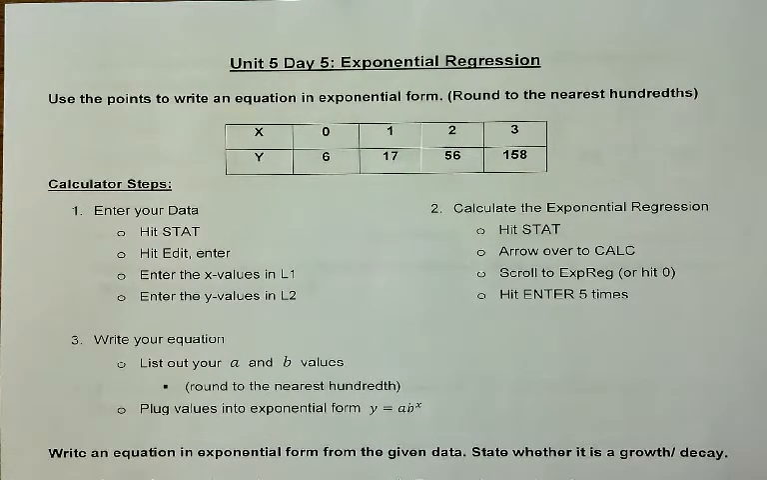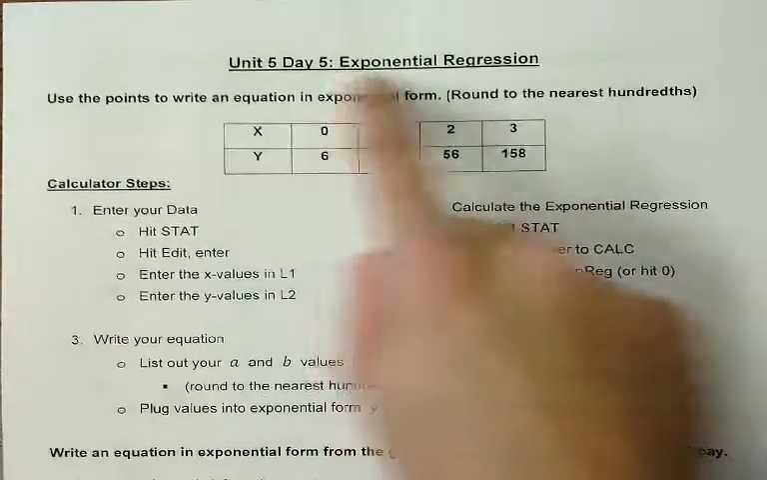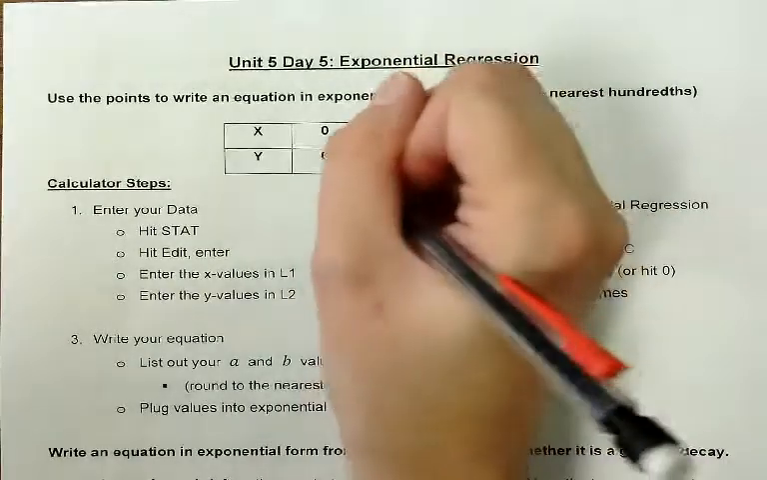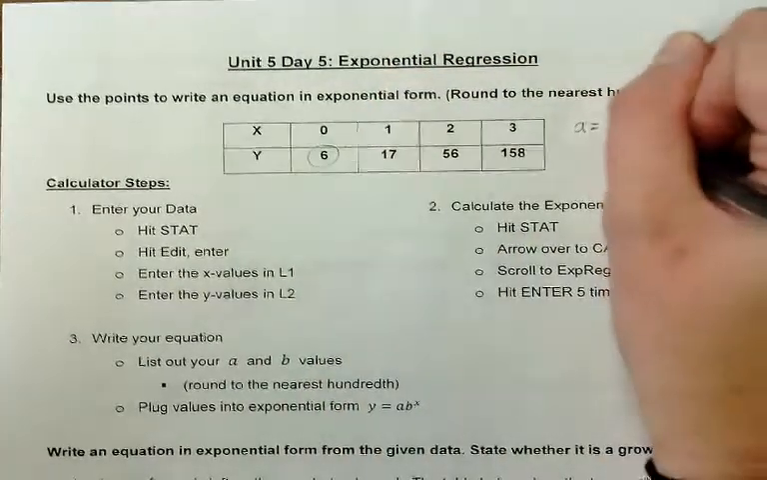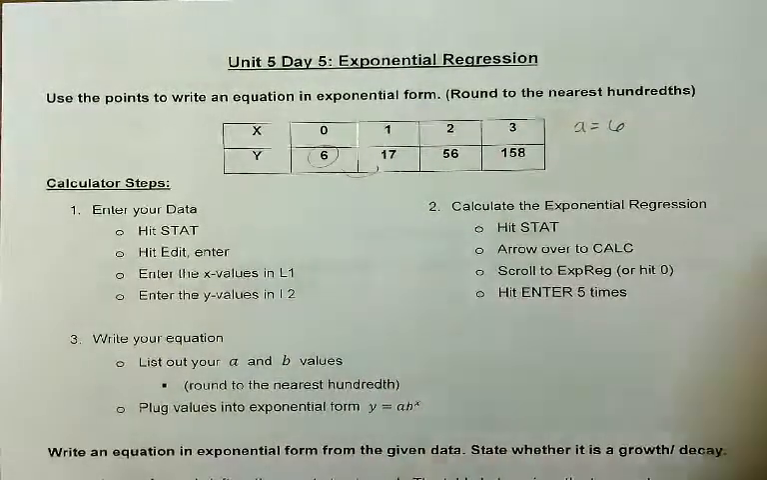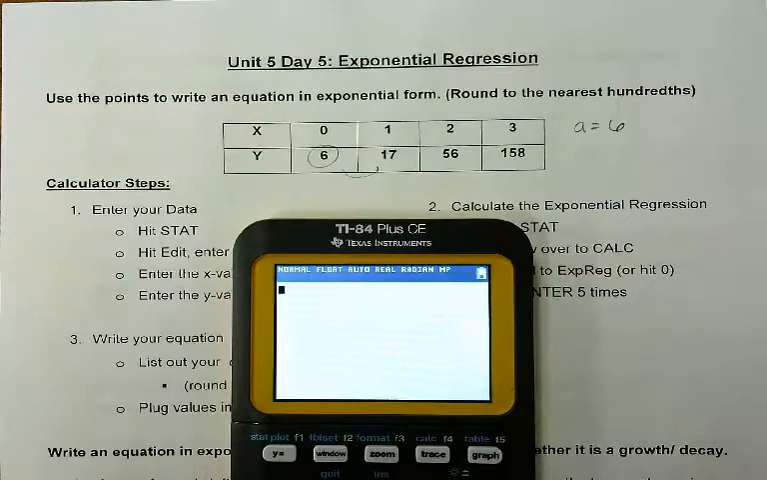Are given real-world data. So we're going to talk about how we can write an exponential function using exponential regression. Now, the reason we will have to use exponential regression is because this is not going to play nice with us. Before, when I gave you a table and asked you to write an exponential function, all you had to do was identify the a, which would have been 6, and then identify your b.